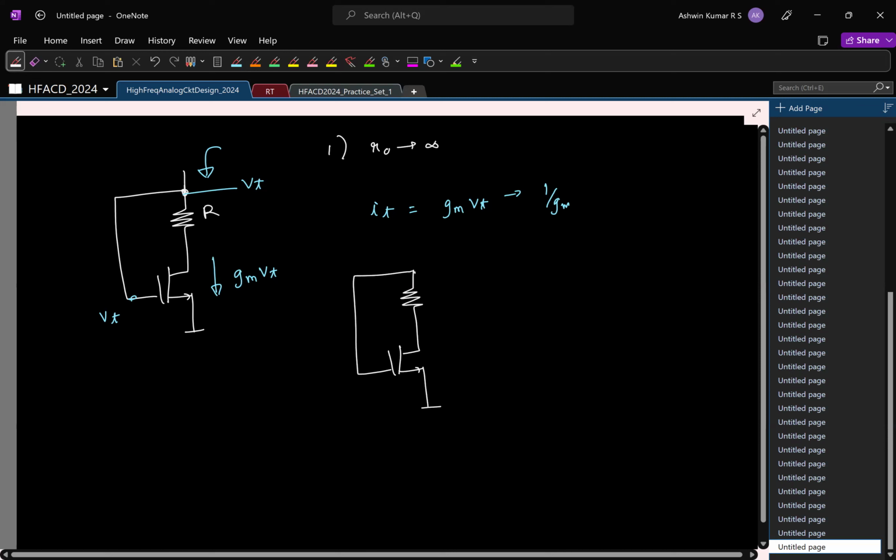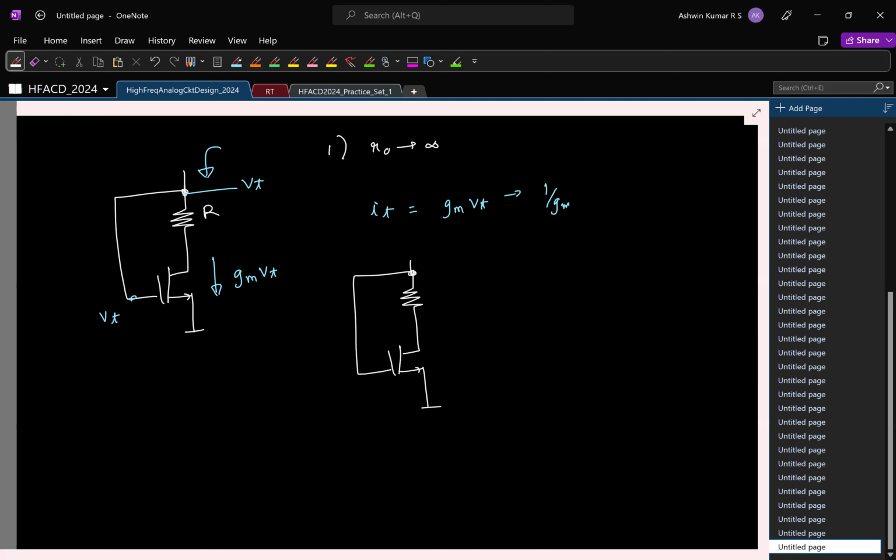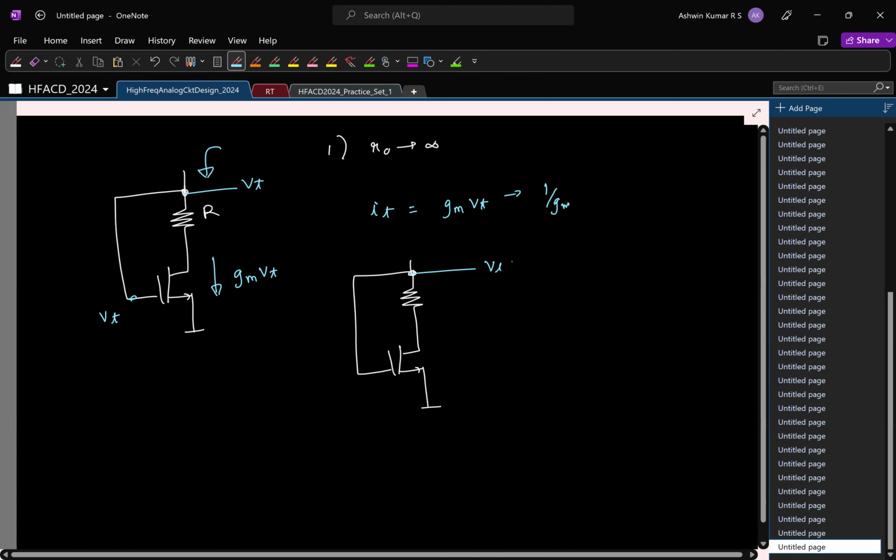With R0 also, one thing you can do is the following. You're supposed to apply Vtest and find the current. I can think of it like this: I have two different excitations, and I'll find both currents and add them up. Anyway, this is trivial because this current is 0, so I just have to find this current. So we have a linear network with two inputs.